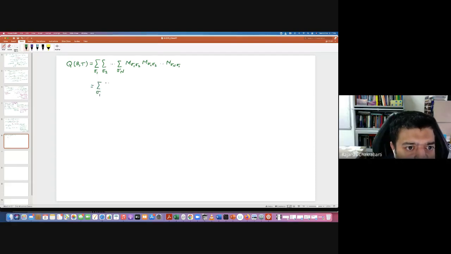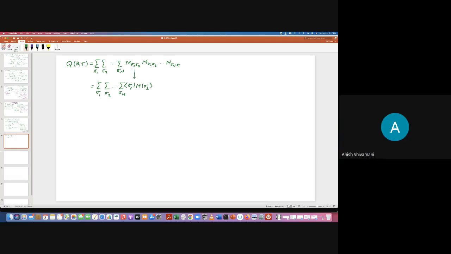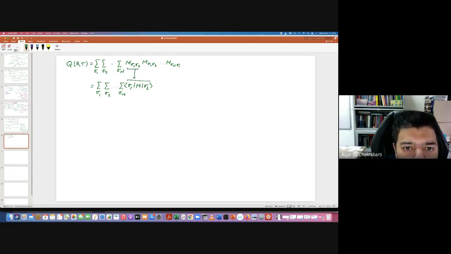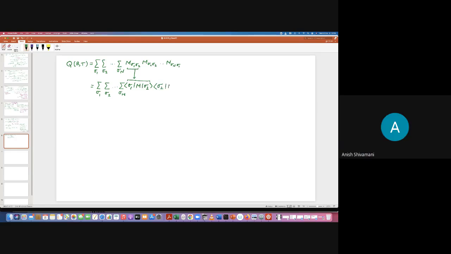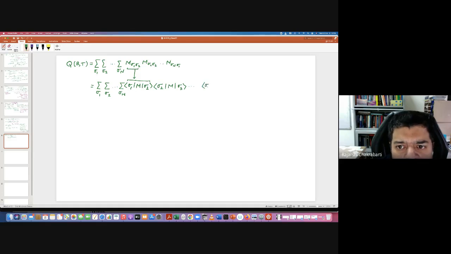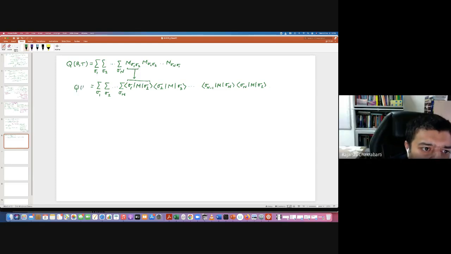Sorry, not next term, if I write it explicitly using this basis. You see the first term is going to be this one. What is the next term? Sigma 2 M sigma 3. And I'll have a term like sigma n minus 1 M sigma n, and then I'll have sigma n M sigma 1. Fine? If I write like this, are you convinced? Can I do a little better with this expression?